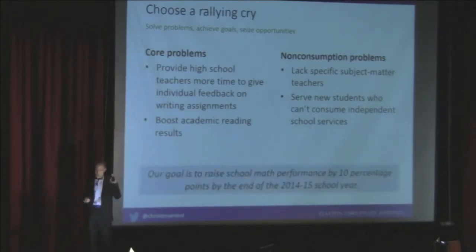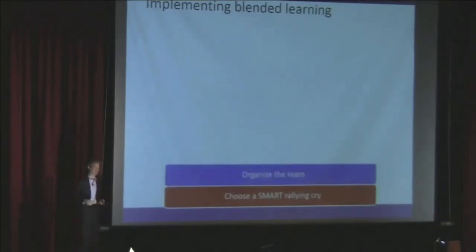Now, from this, you want to set a very concrete idea of what success would look like. We call it a SMART goal, and this is one example from a public school that said we wanted to raise math performance by 10 percentage points by the end of the 2014-15 school year. Yours could be, we want to create 2 extra hours for teachers to actually give individual feedback on writing assignments. All I'm saying is make it very concrete, measurable, so that you all know what you're driving toward, and that if you're on or off path, you can tweak and tack back to what you're actually saying success is. Second stage is to organize the team around it.